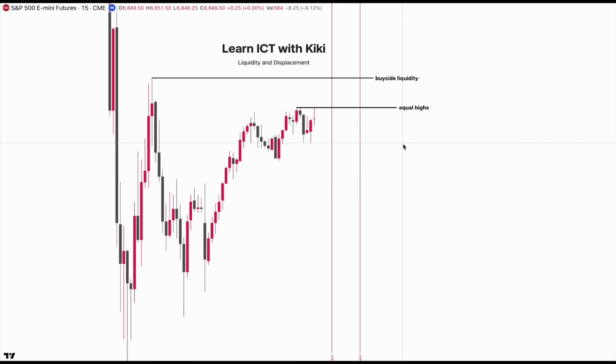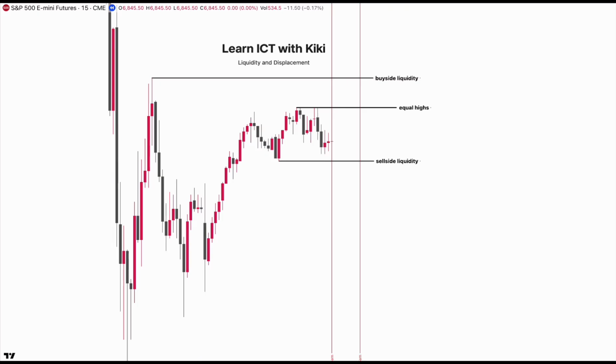At the same time, I'm also marking off the most recent swing low, which represents sell-side liquidity. I want to see what price does here. If price takes out this sell-side liquidity first during the London session, that opens doors for a potential long, especially if price retraces back into premium or back towards those buy-side liquidity levels. At this point, we wait.